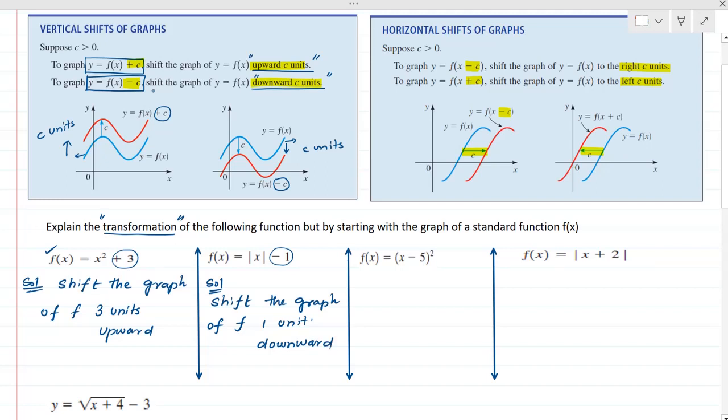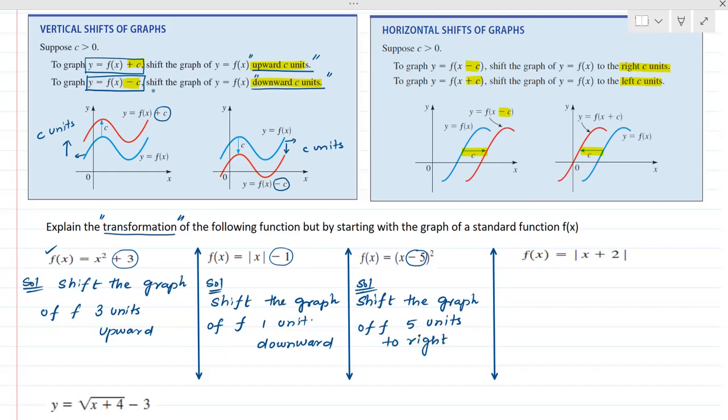Now similarly the next one, the minus 5 is inside the square. Therefore it is right by 5 units. So how will you write it? This is the horizontal shifting, whereas before we were discussing the vertical shifting, up and down. Here I write: shift the graph of f 5 units to the right.